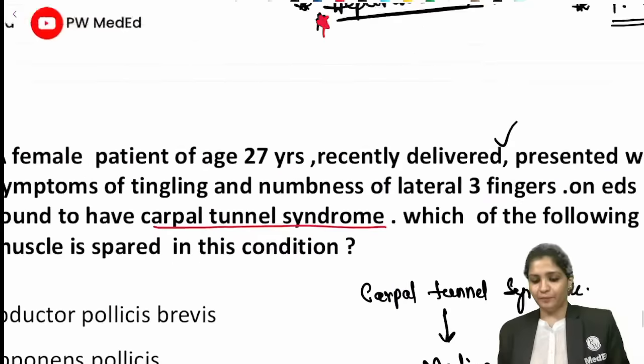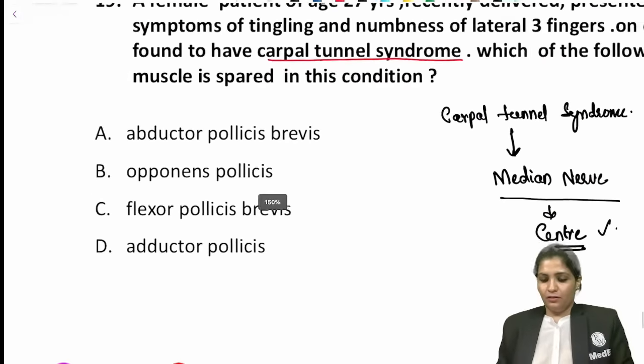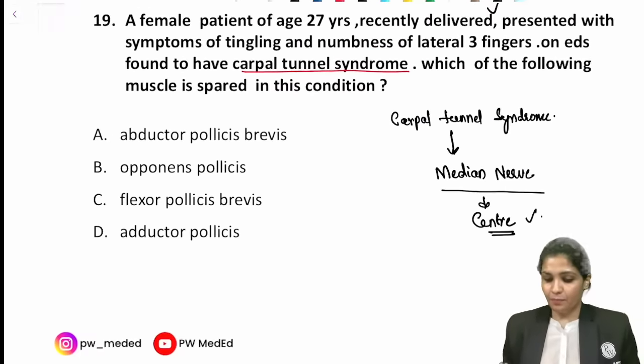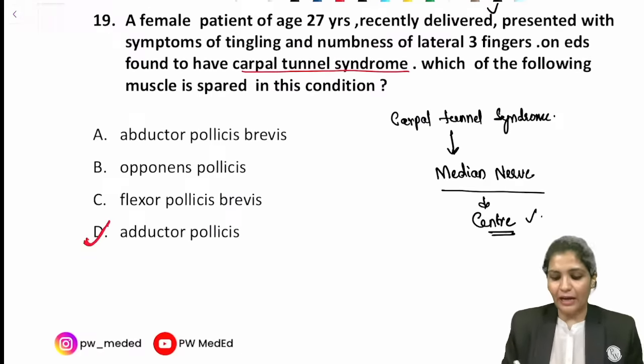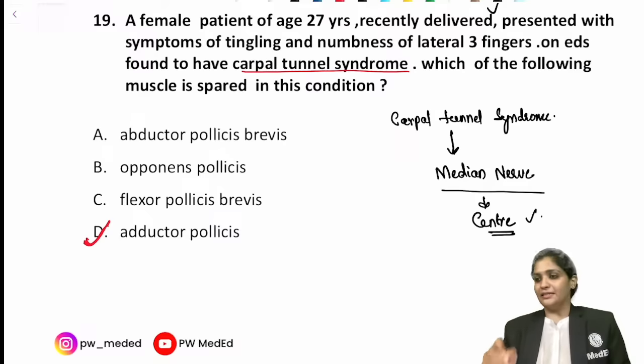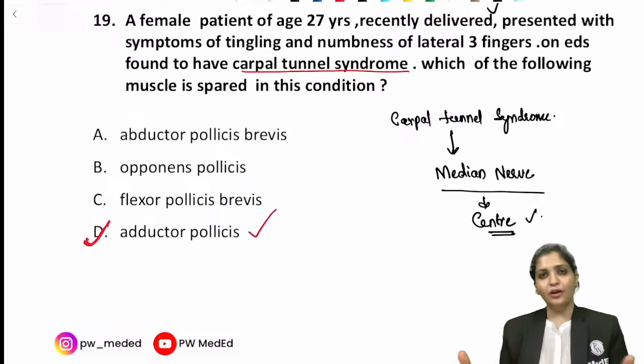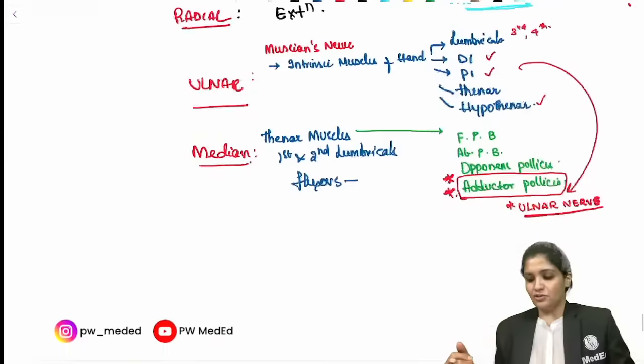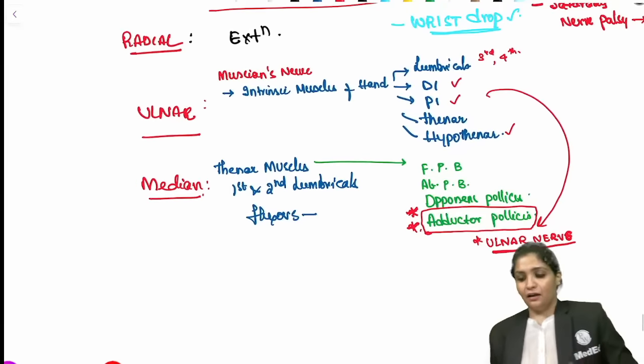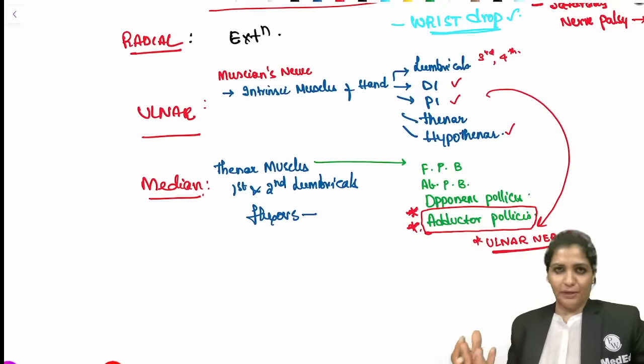and hence the answer to this question would be adductor pollicis. So even in case of carpal tunnel syndrome, all the muscles are involved except your adductor pollicis, because adductor pollicis is supplied by your ulnar nerve, right? So this completes the nerve supply of your upper limb.